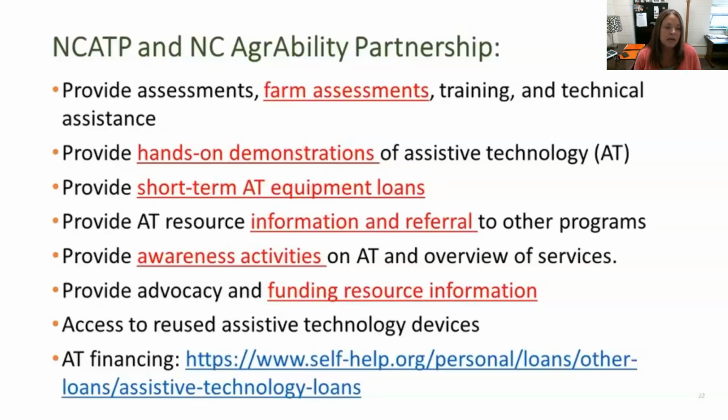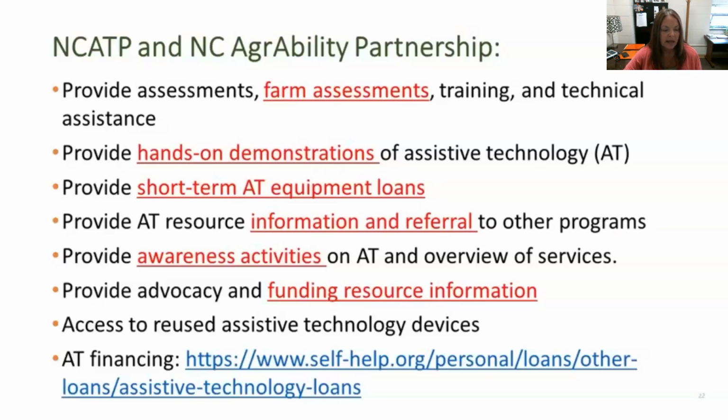We also provide information and referrals to other programs such as vocational rehabilitation, the independent living centers, other disability-related organizations or medical organizations across the state. And then we provide a lot of awareness activities on assistive technology services and disability-related services, as well as advocacy and funding resource information.